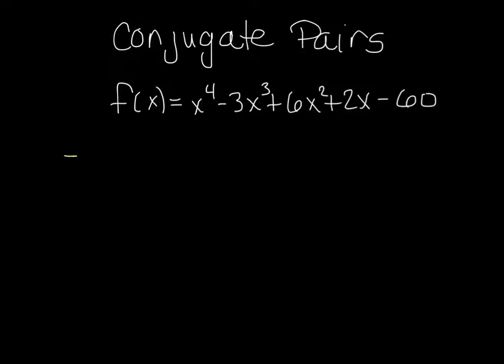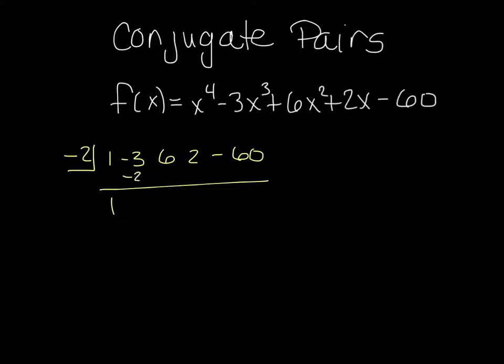So I have -2, and I'll put down my coefficients. Okay, go through the process. 1, -2 times 1 is -2, -5, 10, 16, -32. That gives me -30, +60. Woohoo, that one worked.